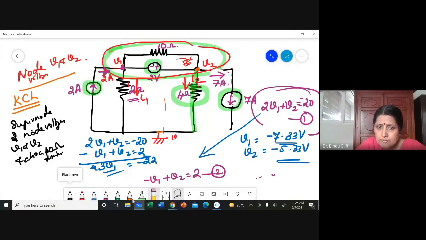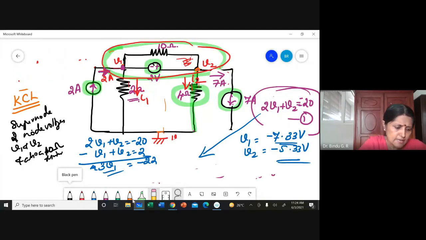Now, the question may not be to find the node voltages. The question can even be to find out the currents. What is current I1? I1 is V1 by 2. I2 is V2 by 4. That also you can find out.